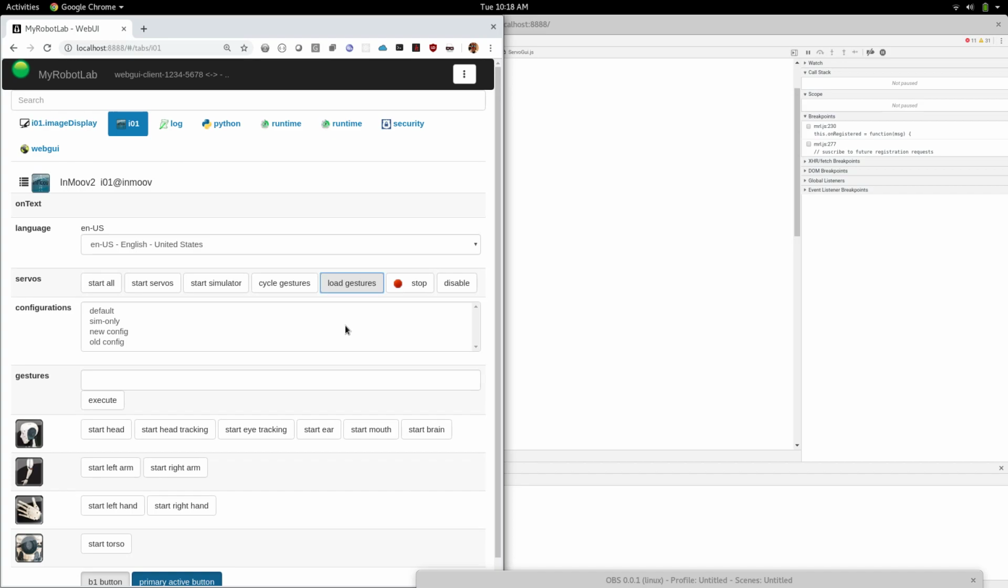Loading gestures. Alert, alert, can I have your attention please? I cannot load every gestures.